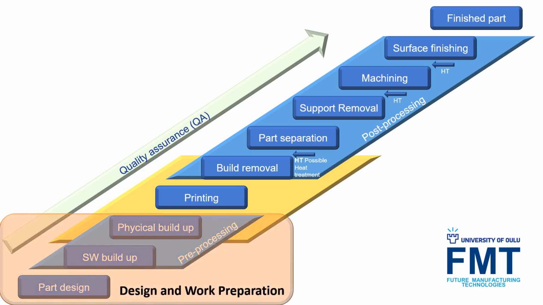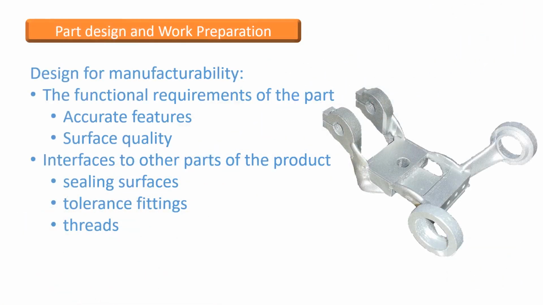Taking the post-processing into account already begins in the design of the part. The functional requirements of the part and its connection to another structure may create the need for good surface quality or for shapes for which the accuracy of 3D printing is not capable. These include, for example, sealing surfaces and tolerance fittings as well as threads.